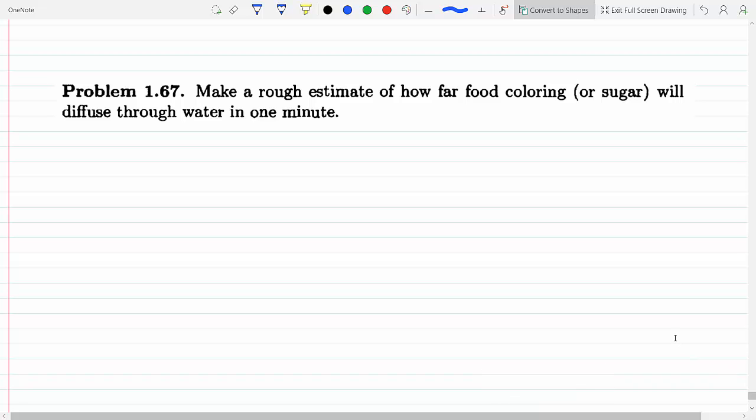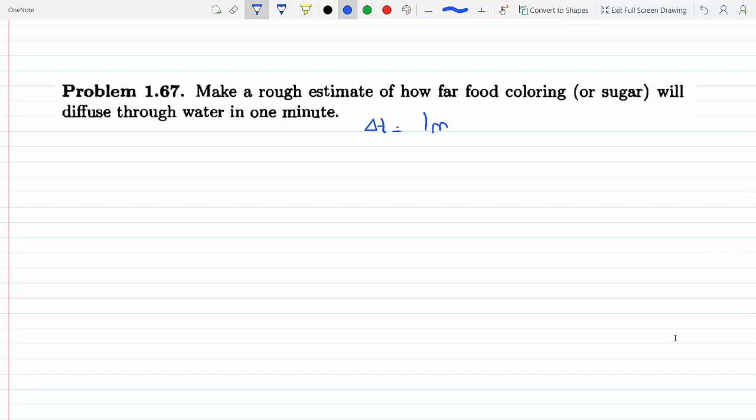Make a rough estimate of how far food coloring will diffuse through water in 1 minute. Okay, so we know that the change in time is 1 minute, and there is an example. He does an example to show you how to approximate these things in the book. We can follow along the same way, and for this problem we have to use Fick's law of diffusion.